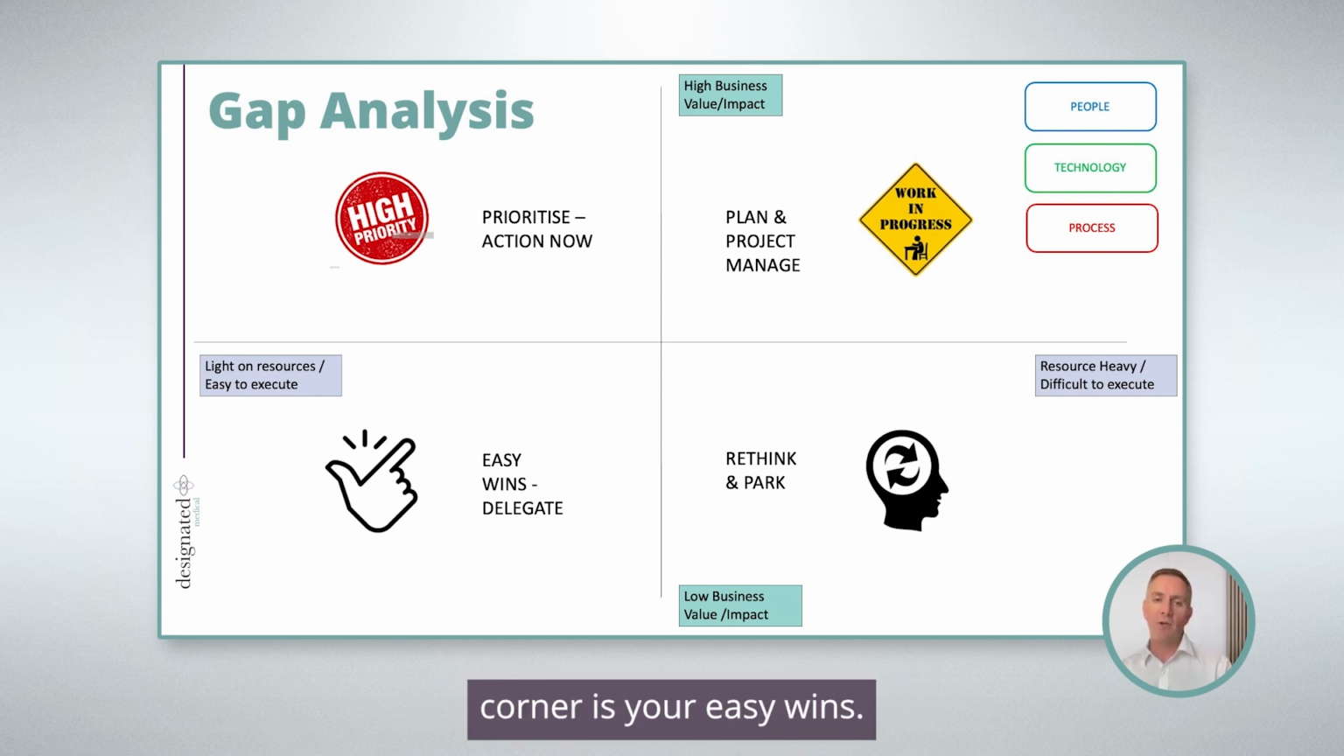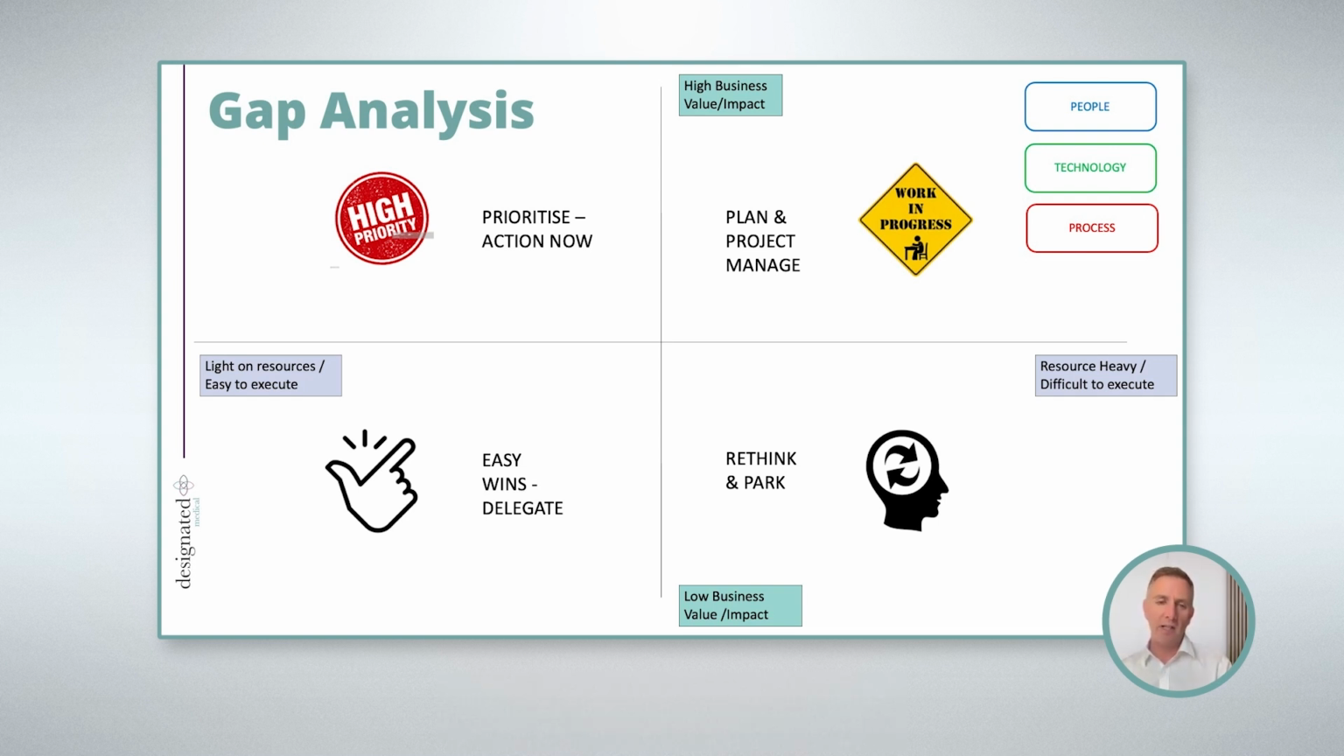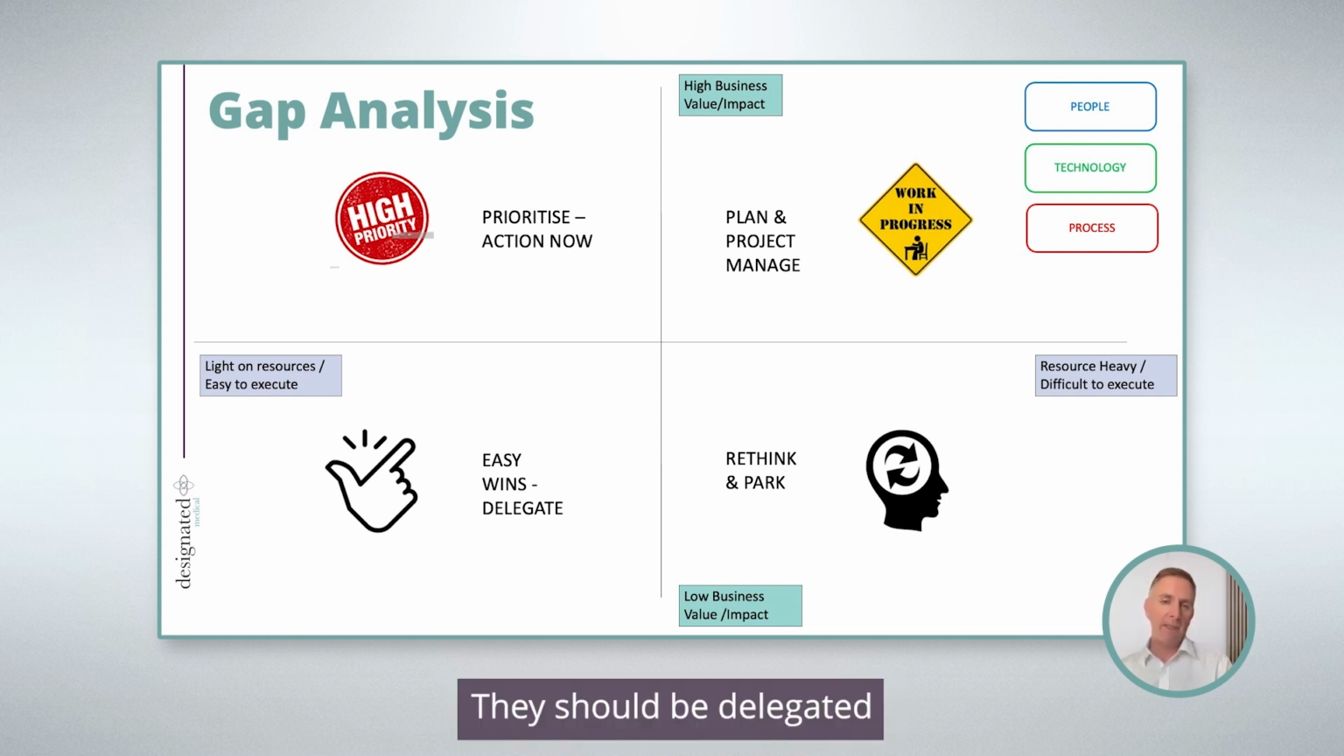The bottom left-hand corner is your easy wins. These are very light on resources and relatively easy to execute. They're not going to deliver game changes for your clinic, but actually they're pretty easy wins. These should be delegated to the junior members of your team to action over the course of the next 2 or 3 months. And in the bottom right-hand corner, we have rethink and park.